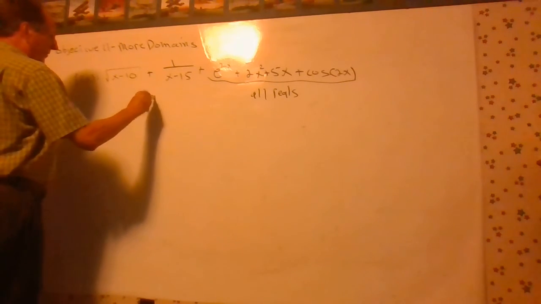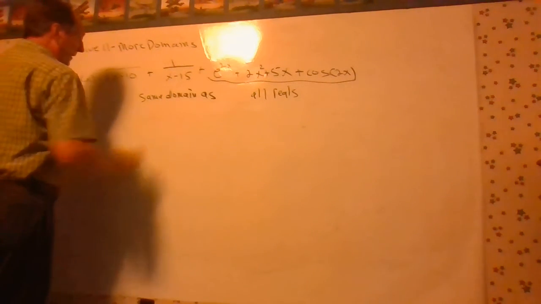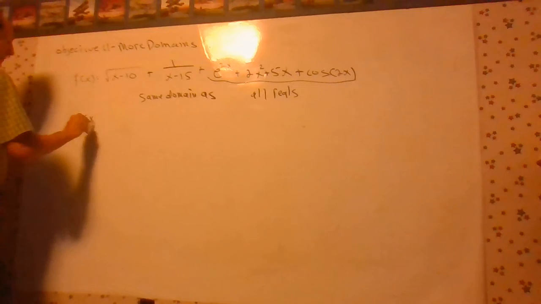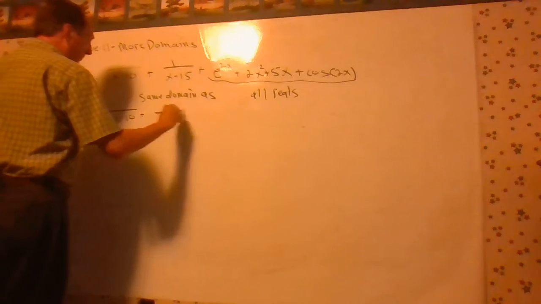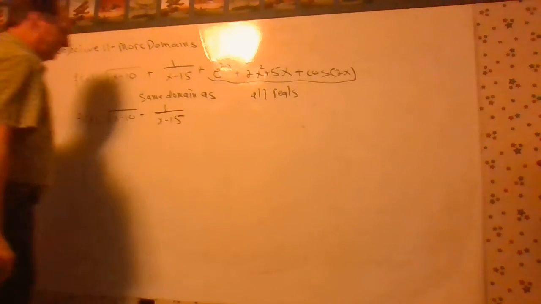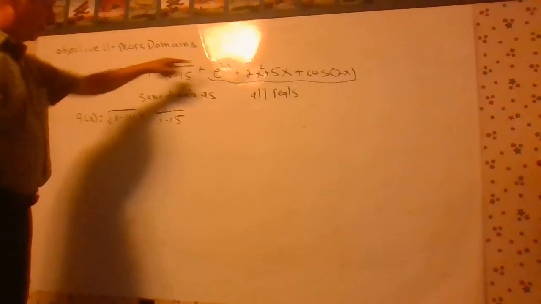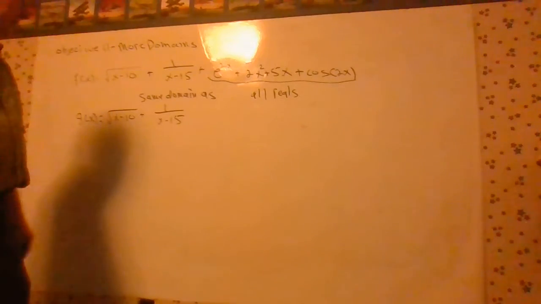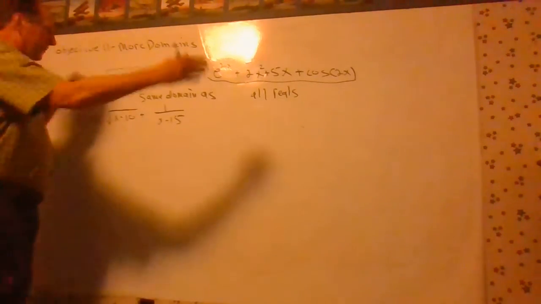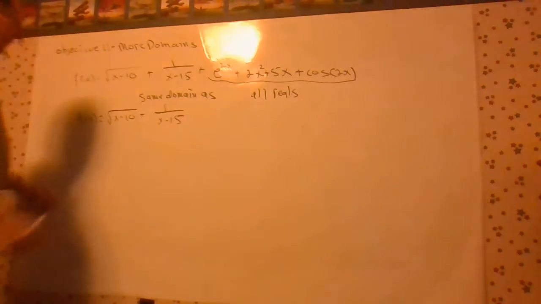This will have the same domain as g of x equals square root of x minus 10 plus 1 over x minus 15. It's a different function. If you graph this on a calculator and graph this on a calculator, you'll get wildly different looking functions. But if your graphing calculator adjusts the window for the domain, or a graphing utility does, this will have values for the same x coordinates as this does, although the y coordinates will be different.